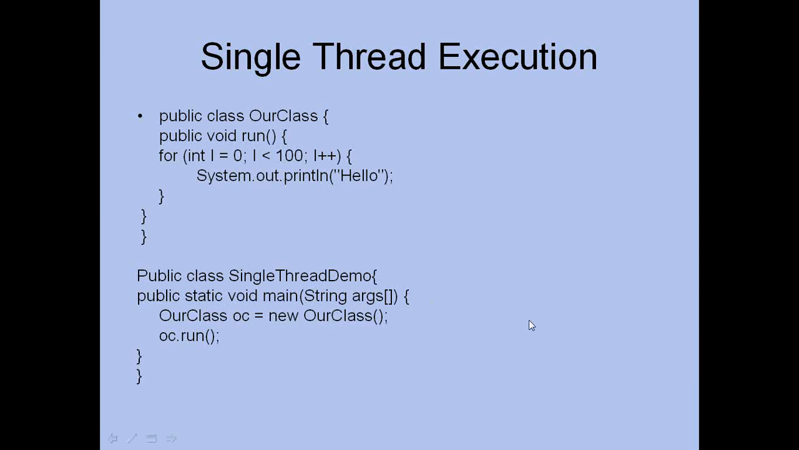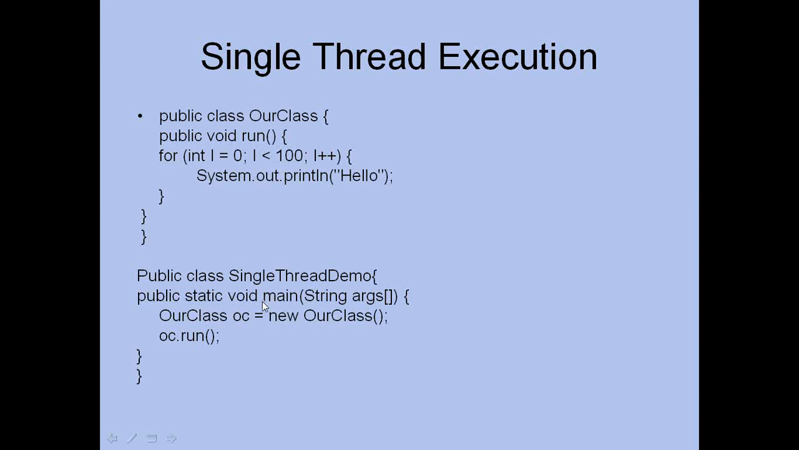So what happens in this case? Println will be printed 100 times, right? Right. So nothing great here, as simple as that. So what's happening? We have a thread, as soon as this class enters the main method.